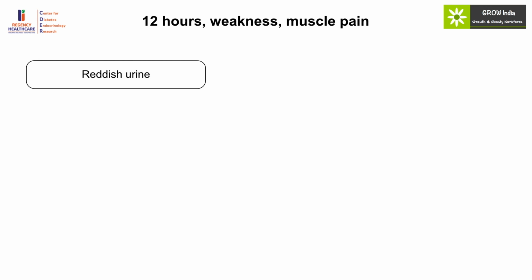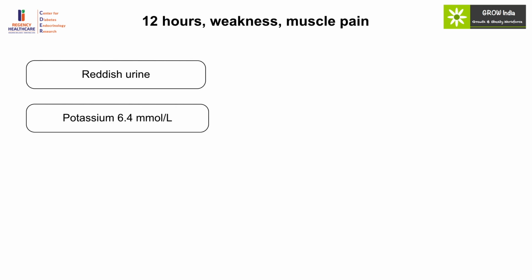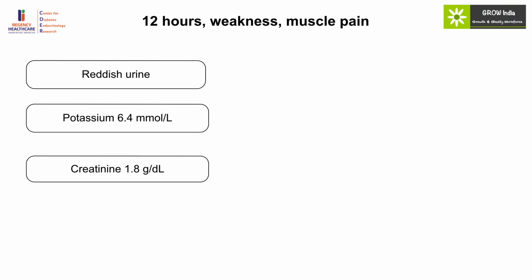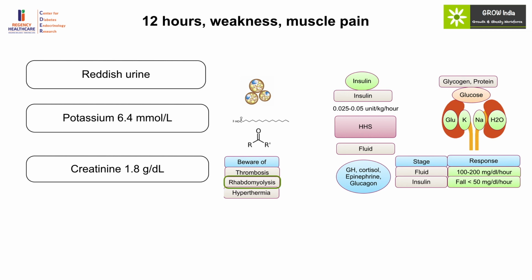At 12 hours, the child had sudden weakness and complained of muscle pain. The urinary catheter site and the urobag showed reddish urine. There was a sudden increase in potassium and creatinine level. So what went wrong was that this is the setting of rhabdomyolysis. We confirmed it with CPK levels being high.